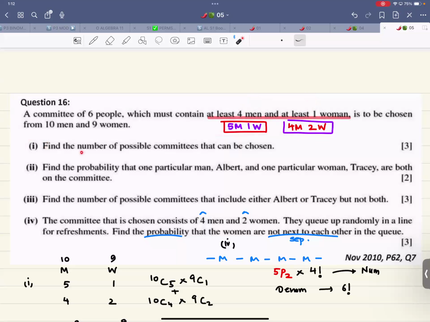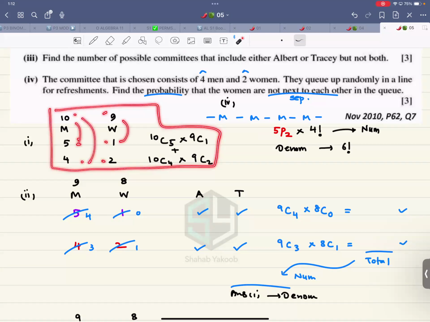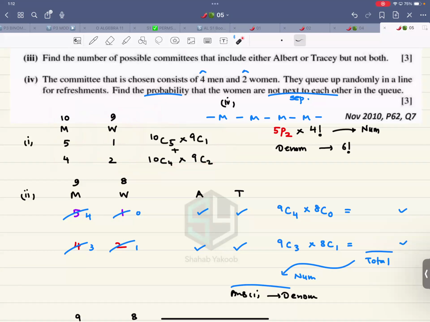First part, find the number of possible committees that can be chosen. It's out of 10 men and 9 women. So the first part is this that I'm focusing on. 10, 9, 5, 1, 4, 2: 10C5 into 9C1 or 10C4 into 9C2. Evaluate both of them and add it up.